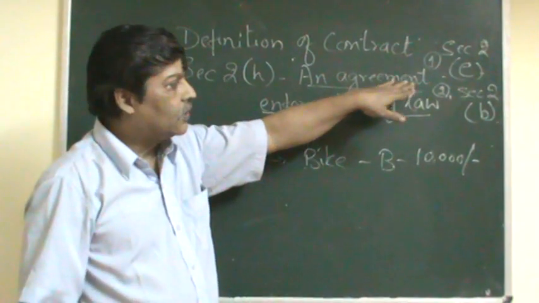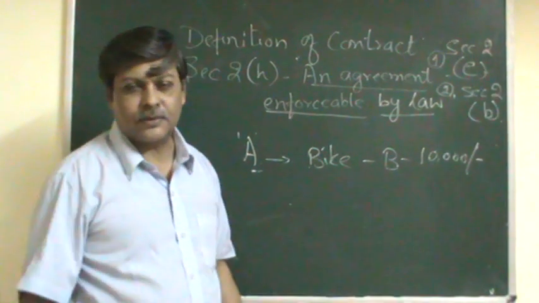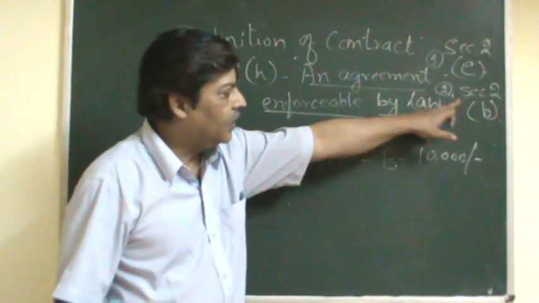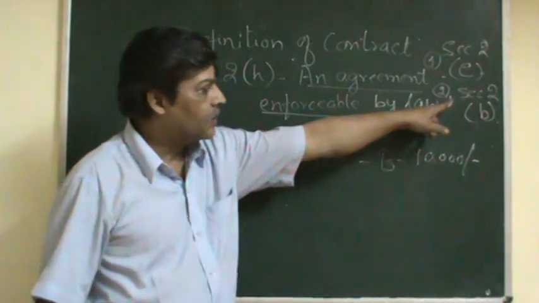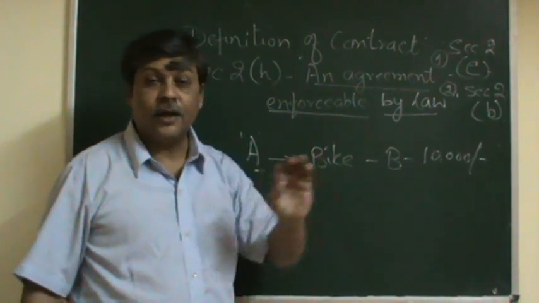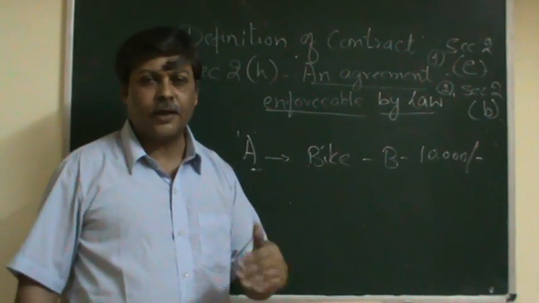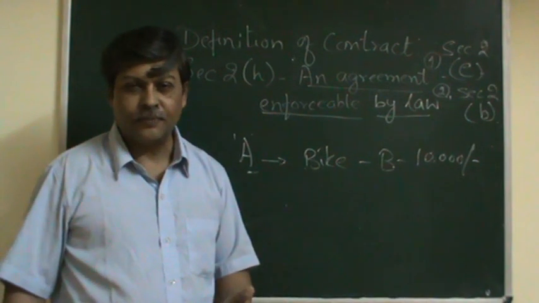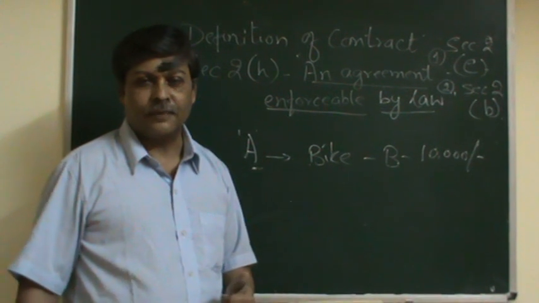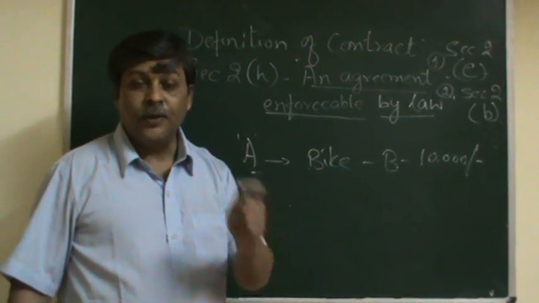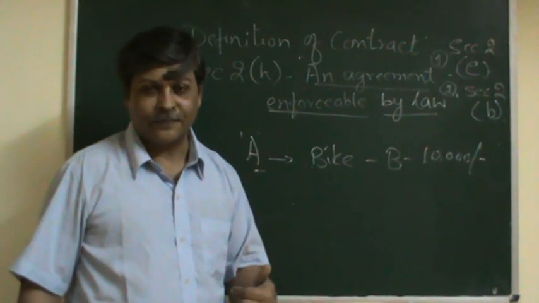It is an agreement, a promise. Then what do you mean by a promise? The word promise is defined in section 2 clause B. Section 2 clause B gives the definition of the promise. So what is a promise? Usually, as you know, a contract is made of two parties, where one party proposes to do something to another with the intention of getting the consent of that person for the act.